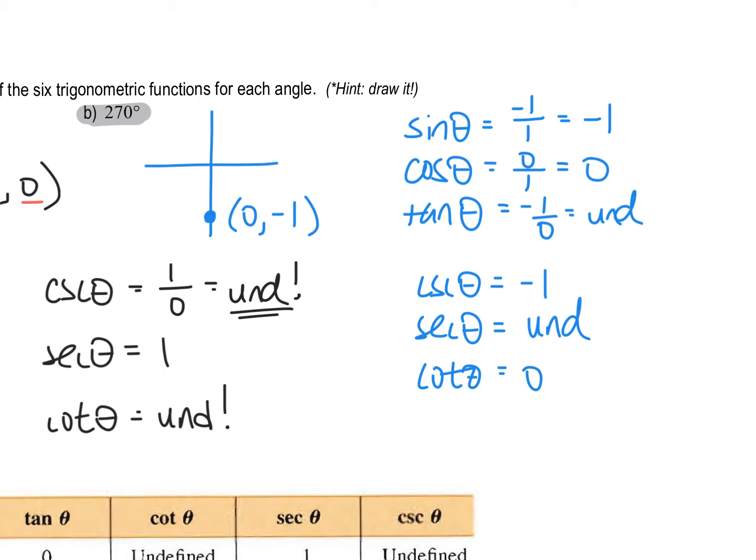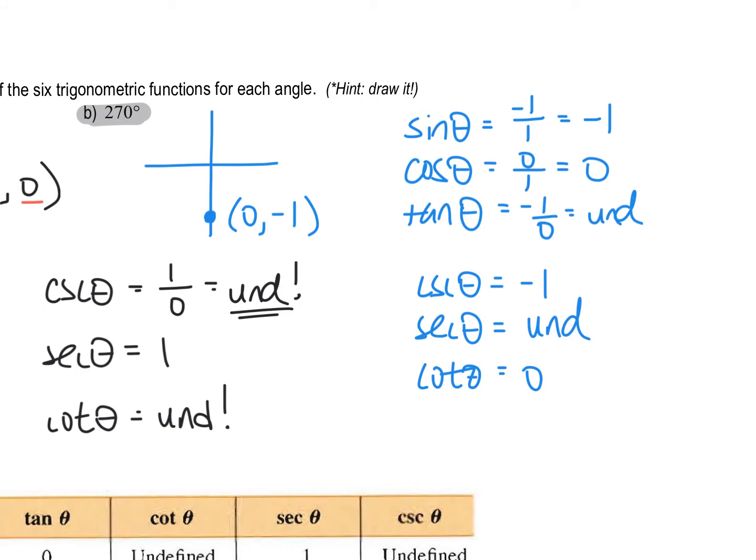The radius of a circle is a positive number. My y value down here is a negative number because it's on the negative y-axis. Cosine is x over r. The x value is 0. The r is always 1. 0 divided by anything is 0. Tangent is y over x. The y is negative 1. The x is 0. That is undefined. And then you can do your reciprocals to come up with these 3.